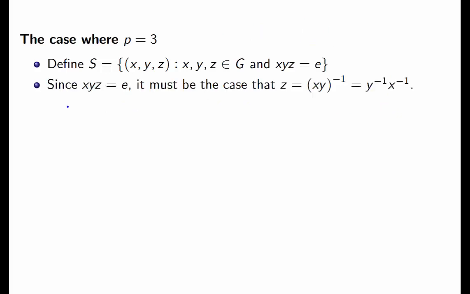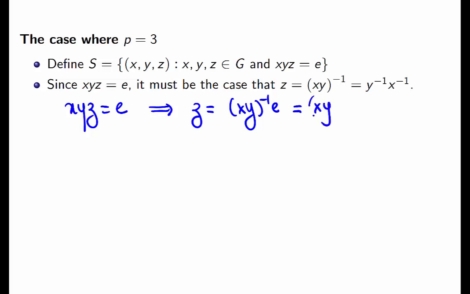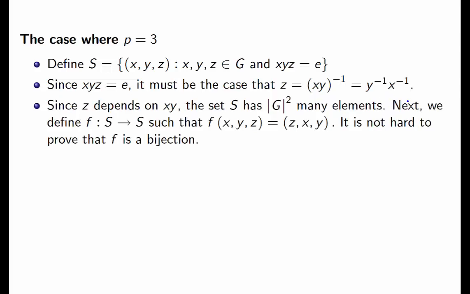Now, since xyz is e, solving this for z implies that z has to be equal to (xy) inverse times e, which is just (xy) inverse, which is y inverse x inverse. All right, so that means that if we write out the element in S, it must be of the type (x, y, y inverse x inverse). And the only thing that is important in enumerating the elements of S are just x and y.